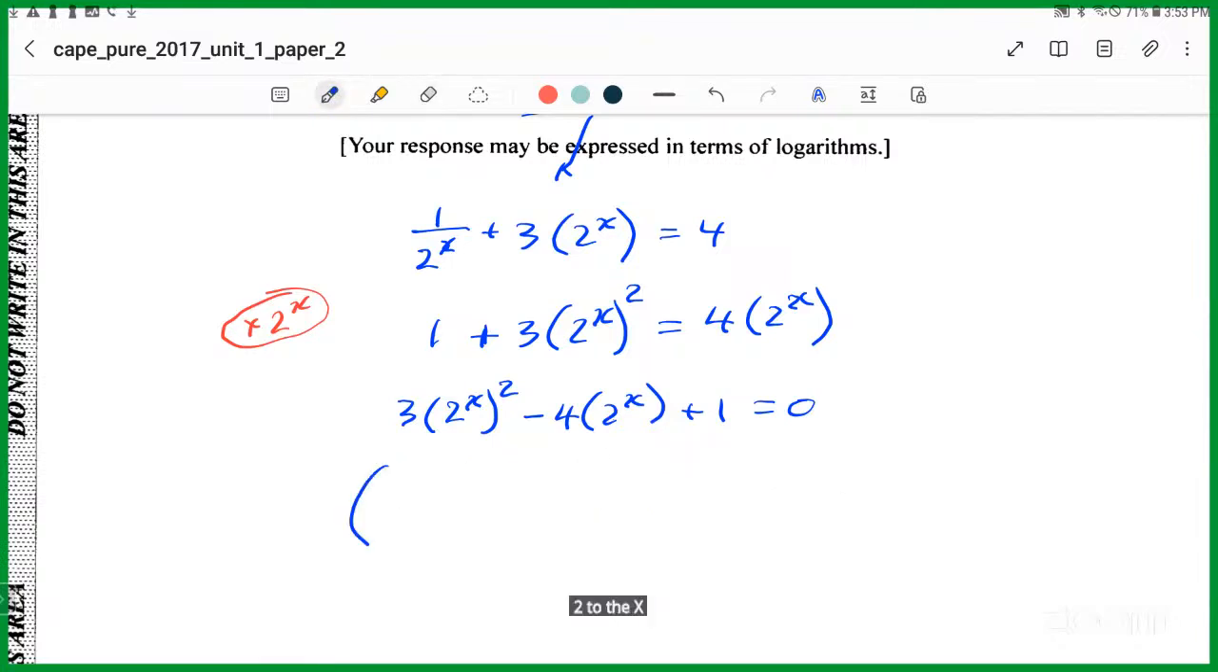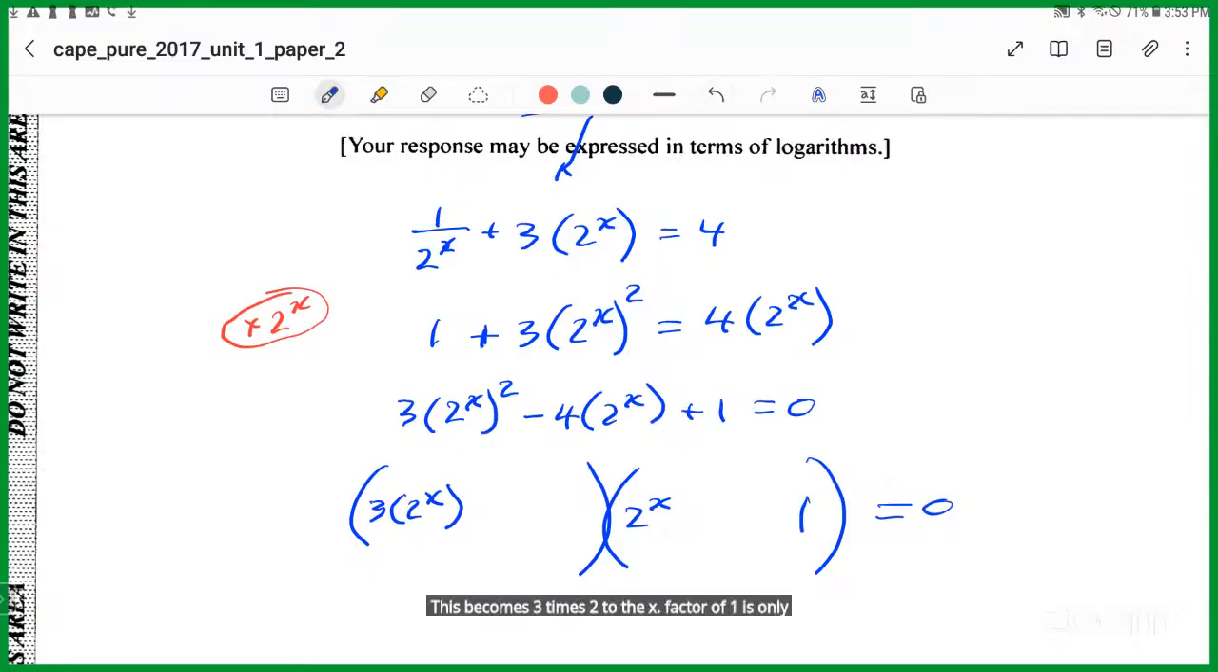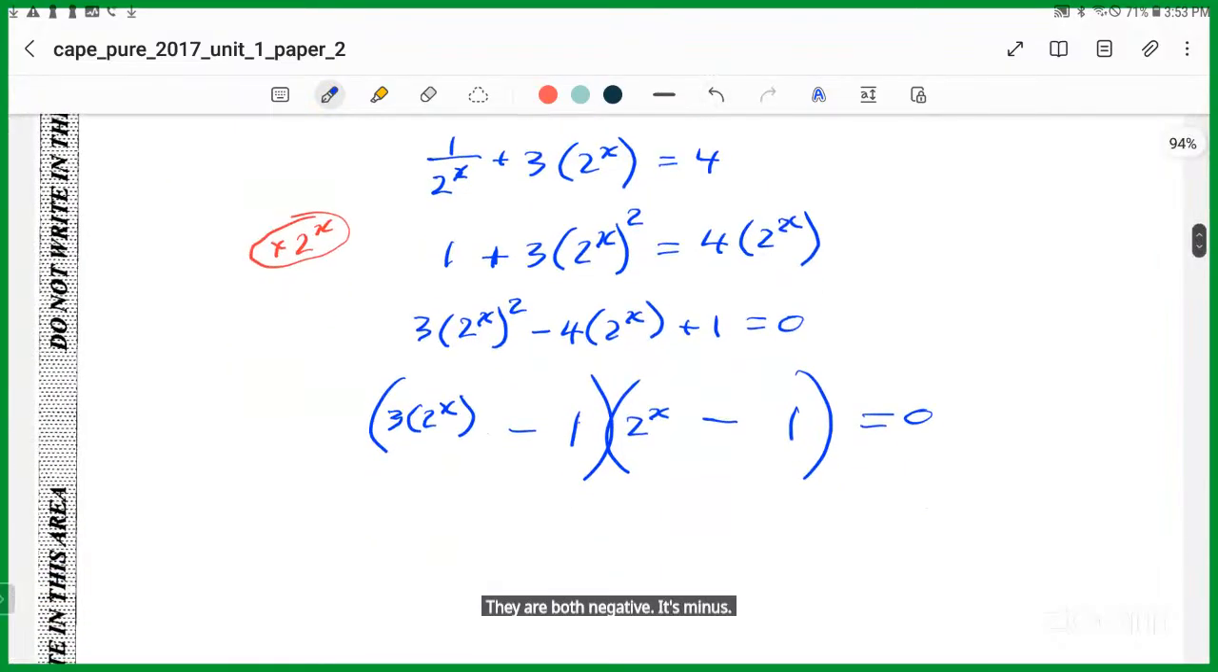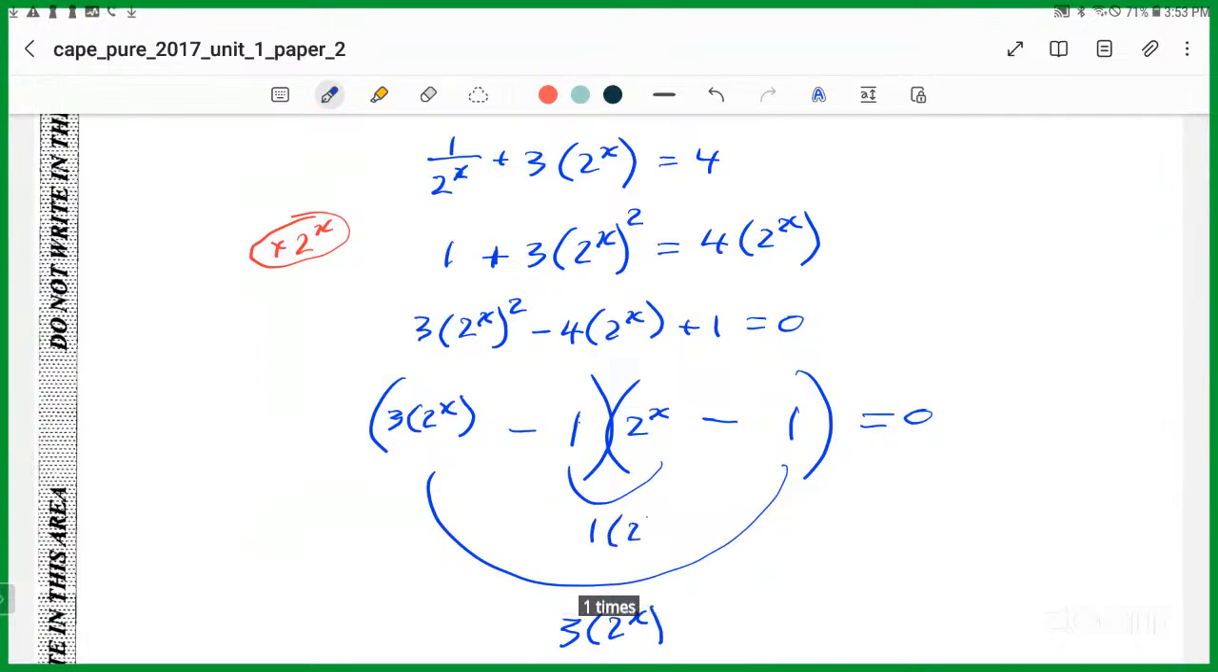So I'm going to factorize this. This becomes 3 times 2 to the x, 2 to the x, and you factorize it. Factors of 1 is only 1 and 1. This means that the two signs in the bracket are the same, they are both negative. So it's minus, minus, just check it. Far product is 3 times 2 to the x, and the near product is 1 times 2 to the x. Both of them negative, and they add to this minus 4 times 2 to the x. Yes, they do. So this is factorized correctly.